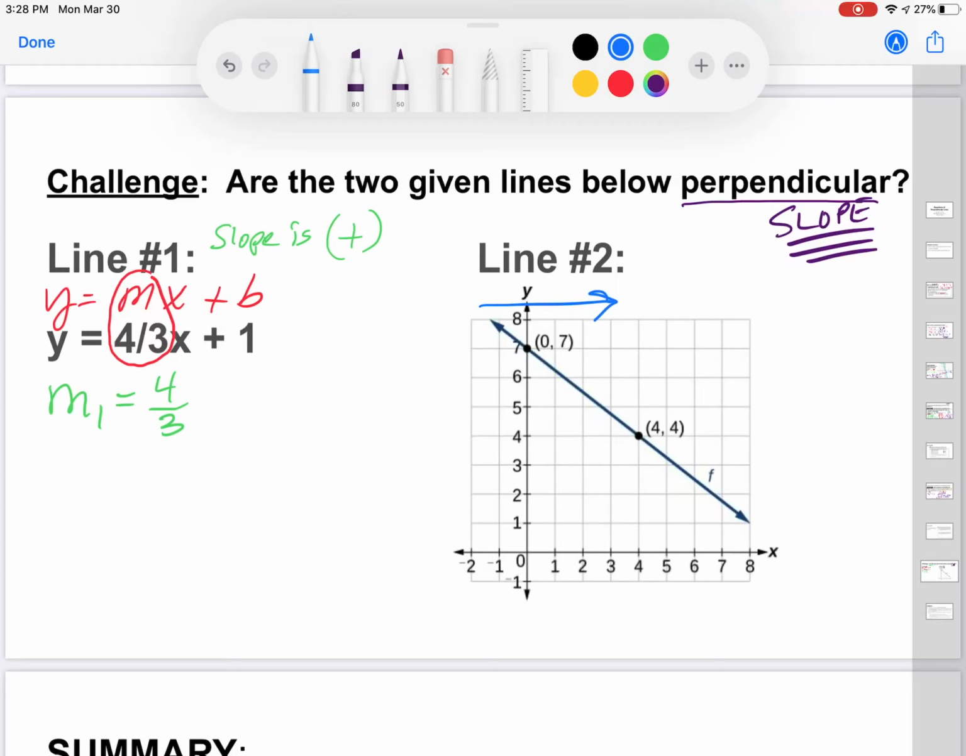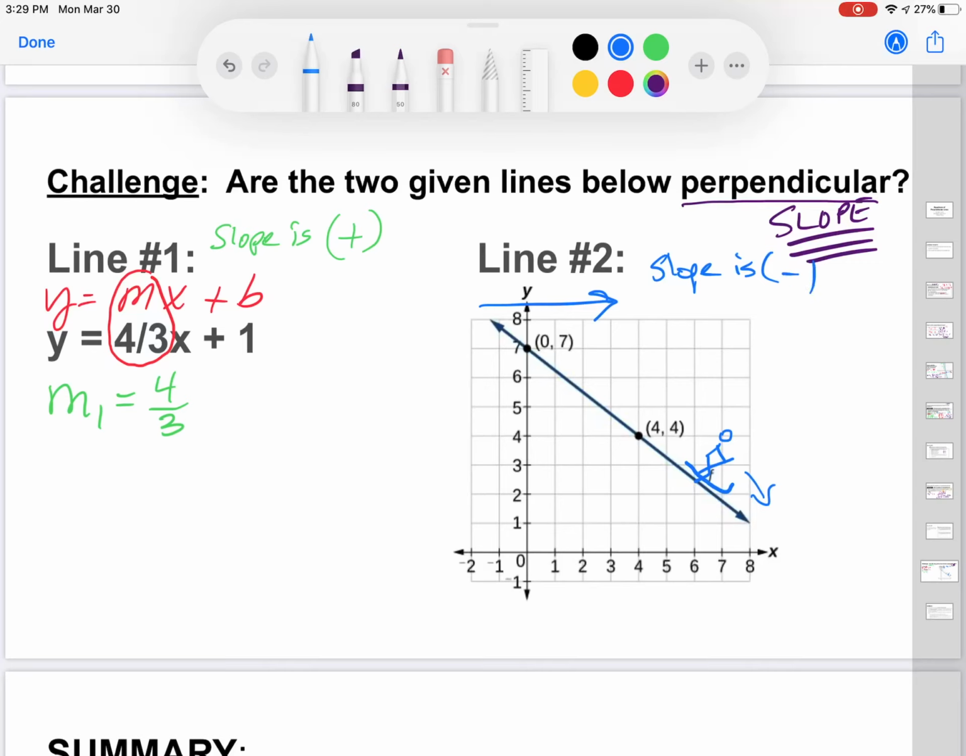Line number 2, if I read from left to right, my line is going downhill. Do you see it going downhill? If I had a skier on here, do you see this? There's his little skis, little ski pole. He is going this direction, right? He's going downhill. So that means this slope is negative.